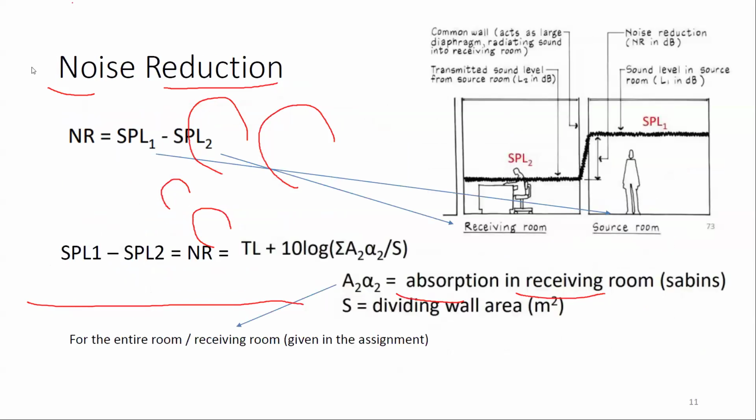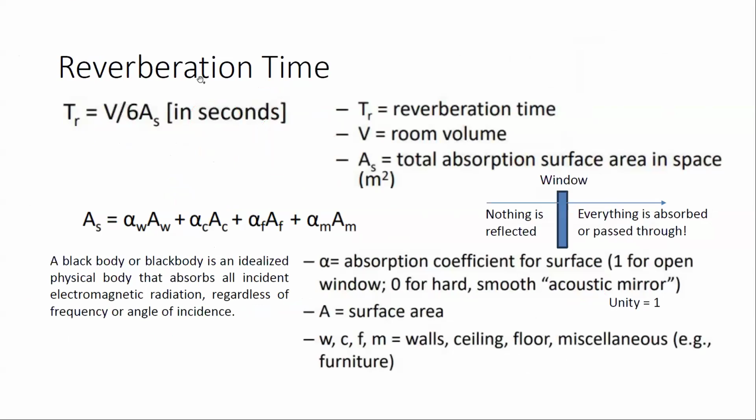Now we have something known as reverberation time. The reverberation time is also very straightforward. We are also going to see how it's done for the assignment. But essentially, you have TR, which is the reverberation time. You have the room volume, and then you have this entire 6AS. The only important thing for all these questions is this: the AS is the total absorption of surface area in a space. And how that's calculated is using this.